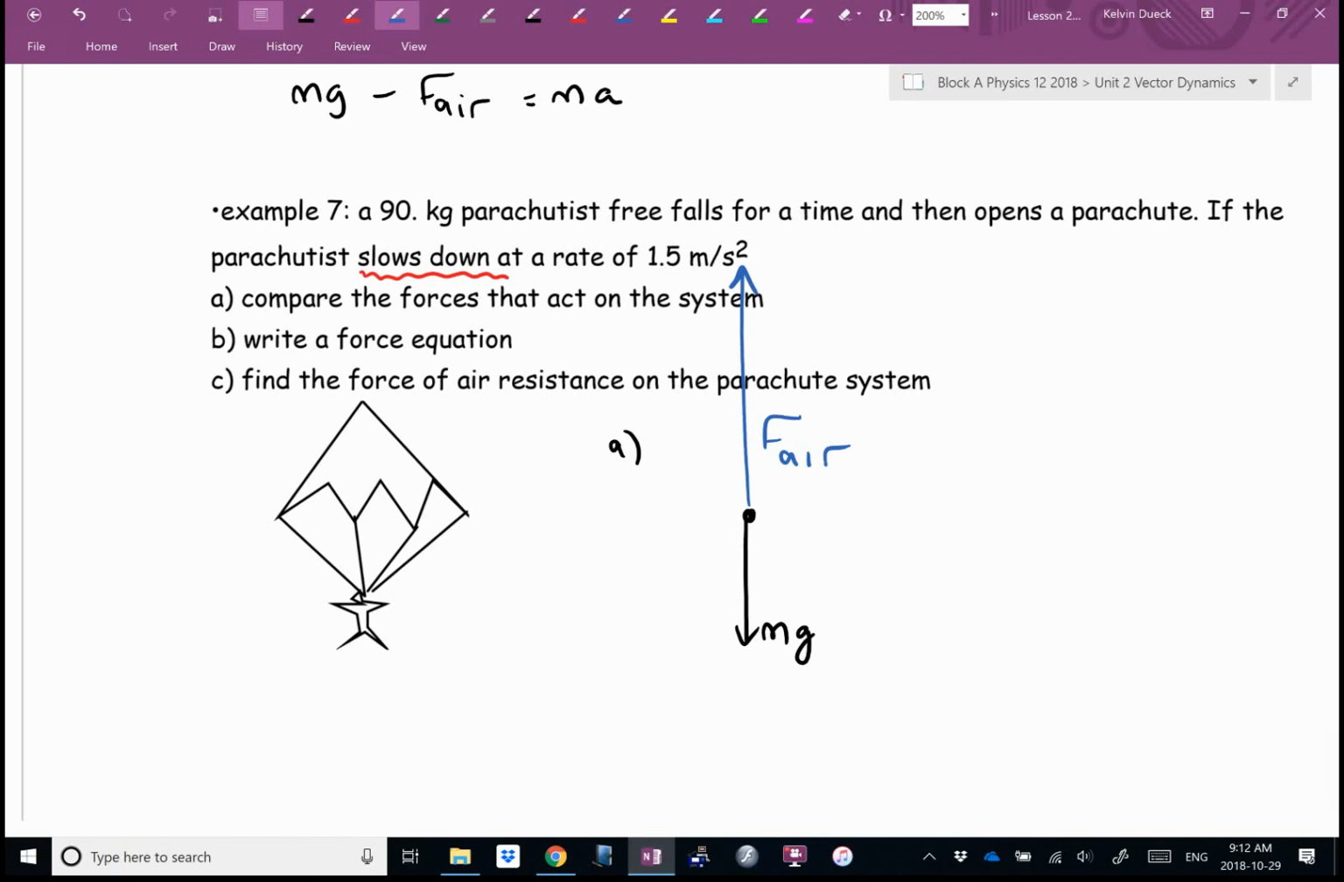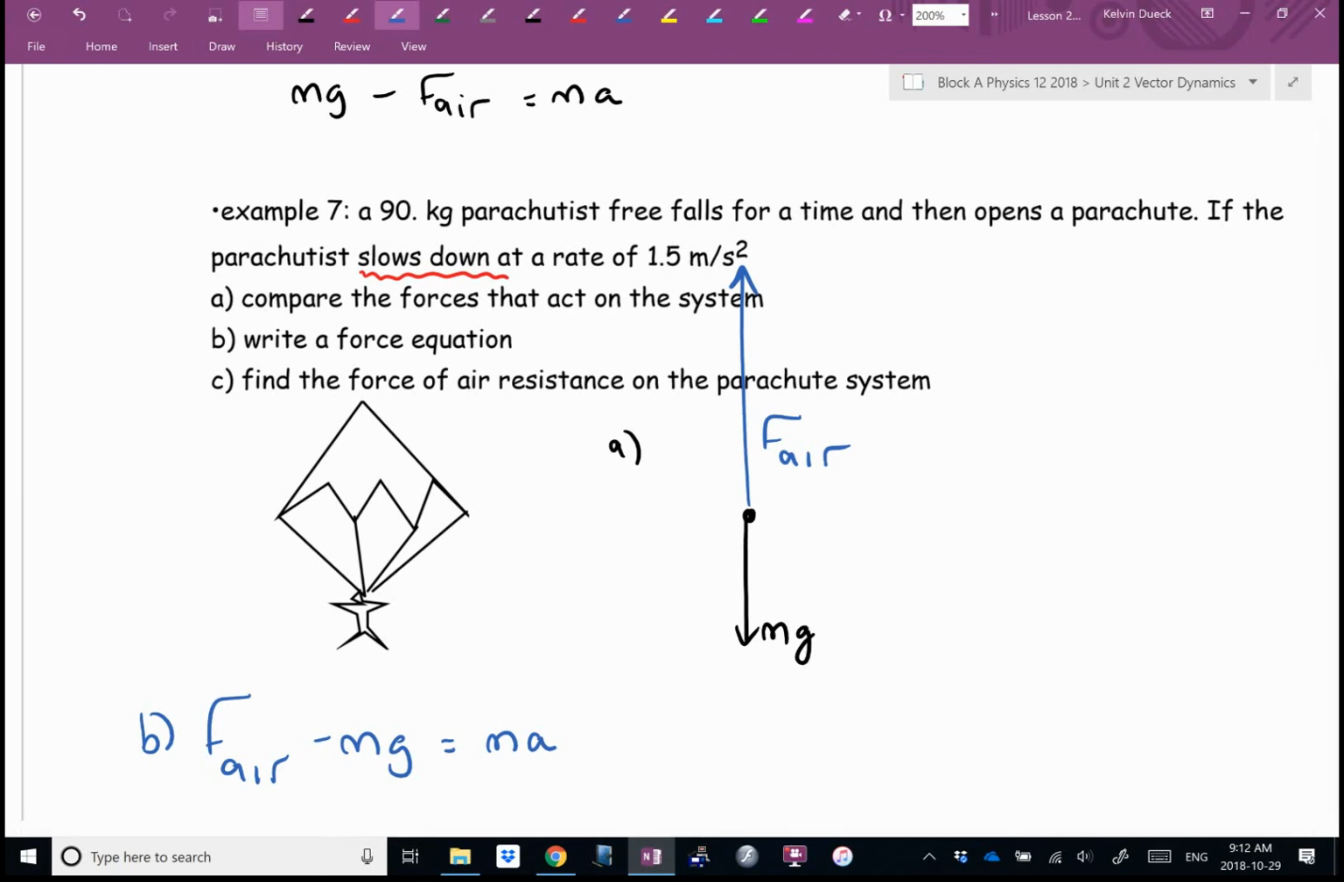So B, Johnny, it says write a force equation. Who's winning? Who's losing? What does winner minus loser always equal? Which is just MA. Good.